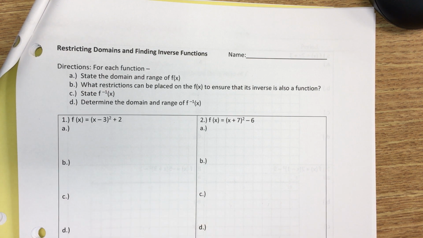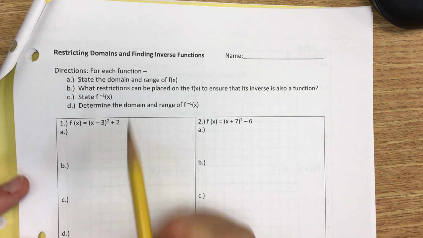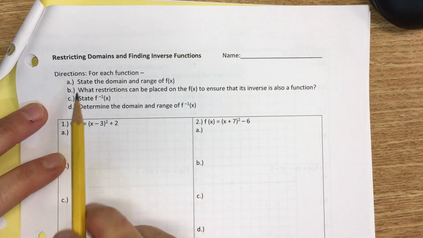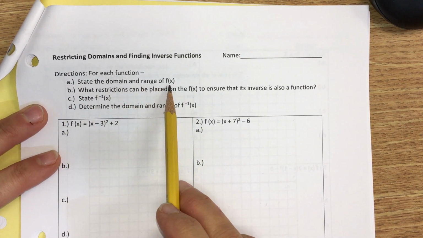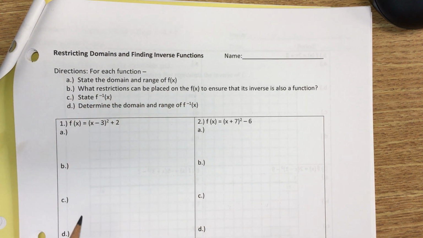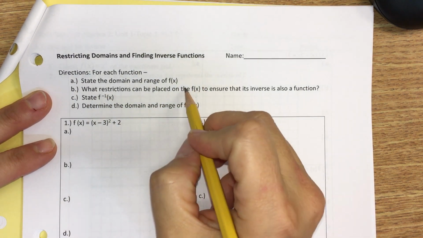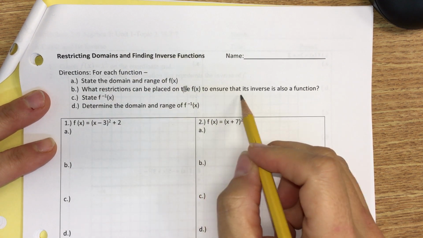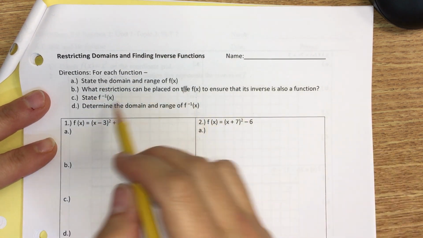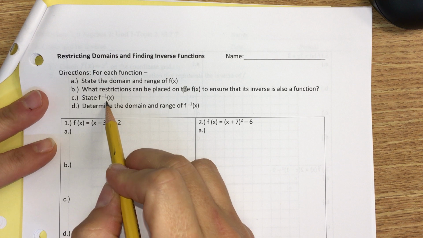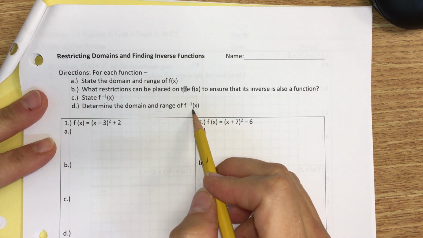We are not going to be using a calculator. So let's just review the directions. A, state the domain and the range of f of x. B, what restrictions can be placed on f of x to ensure its inverse is also a function? C, state the inverse function, and then D, determine the domain and the range.